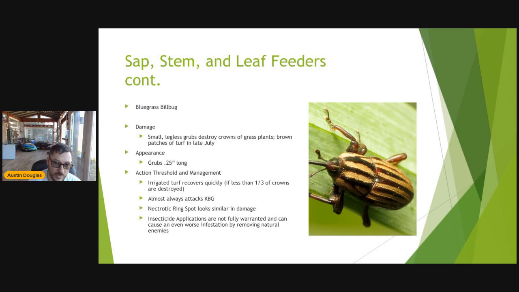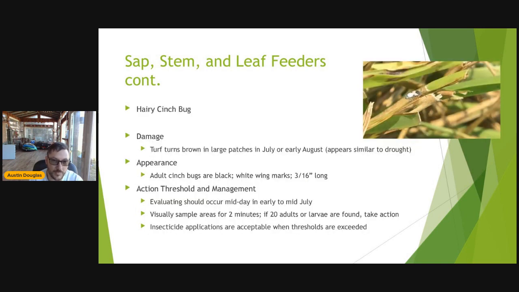It has a very similar look to necrotic ring spot. And insecticide applications are not fully warranted on these. And actually, they can make it even worse because you're going to be killing the natural enemies that can take care of these for the turf.